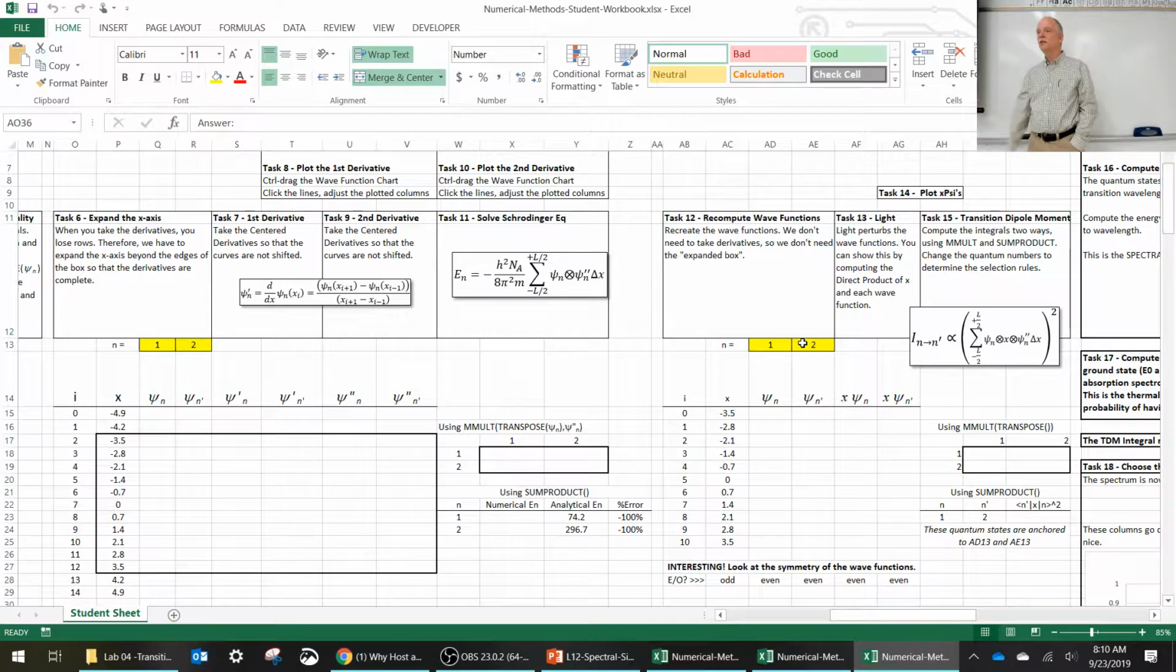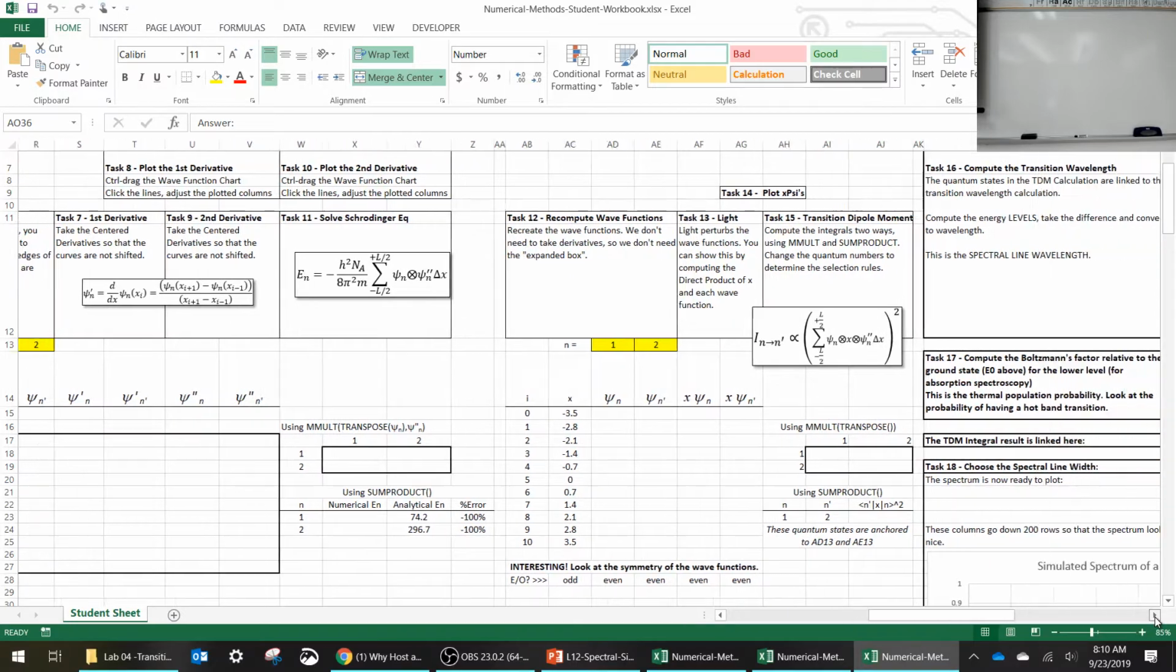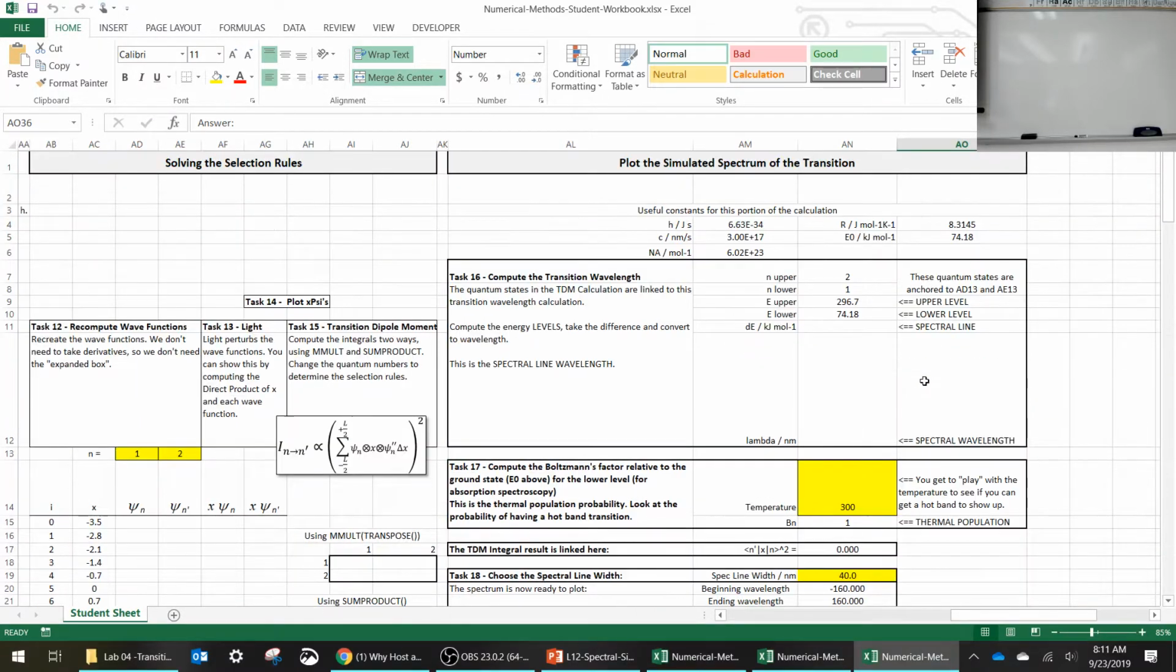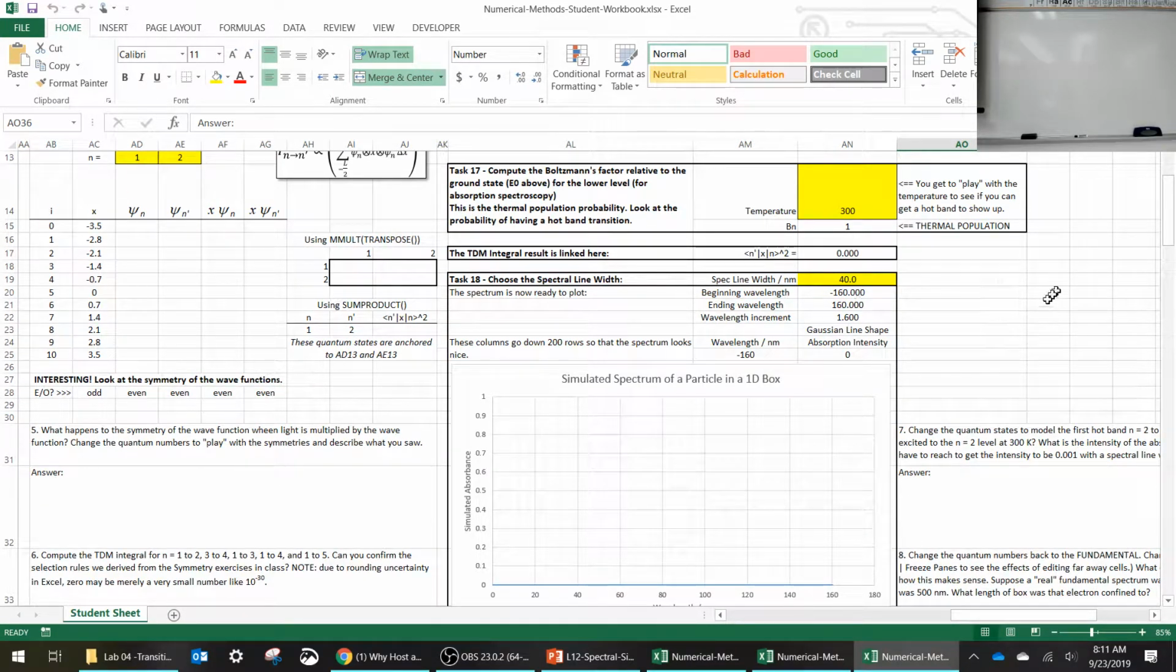That's essentially 0. When something's allowed, it might be 10 to the minus 4, 10 to the minus 5. That's getting up there to the 5th decimal place, so I would consider that an allowed transition. That might be an overtone. But when it gets down to 10 to the minus 17, 10 to the minus 20, those are essentially 0 for Excel. And then this last piece is what we're going to focus on today, the simulation of the spectrum. So plotting the simulated spectrum of the transition, you only have 2 quantum states, and so you can really, in this spreadsheet, only calculate 1 peak.